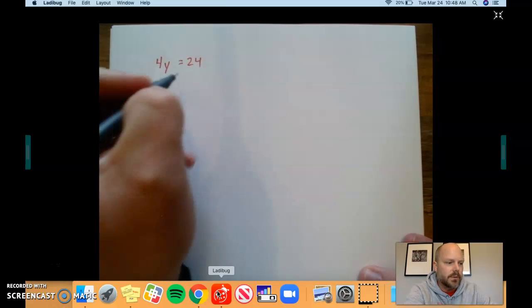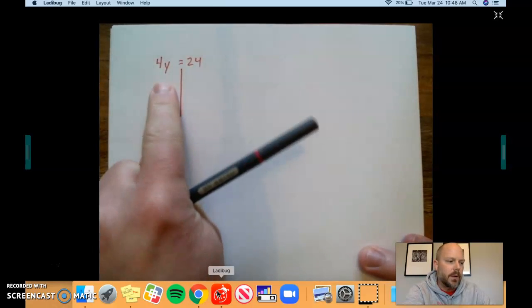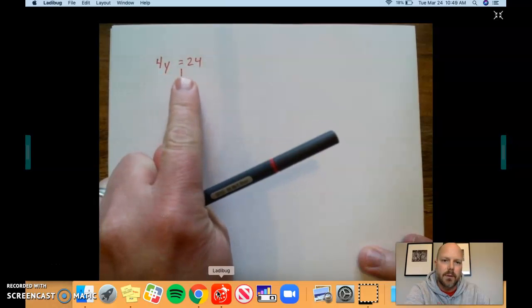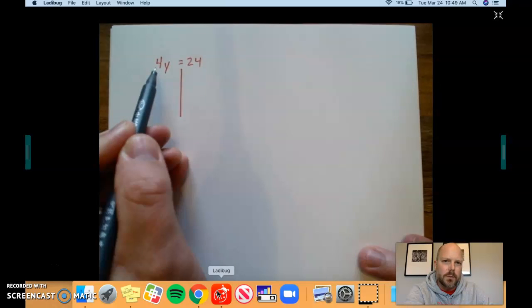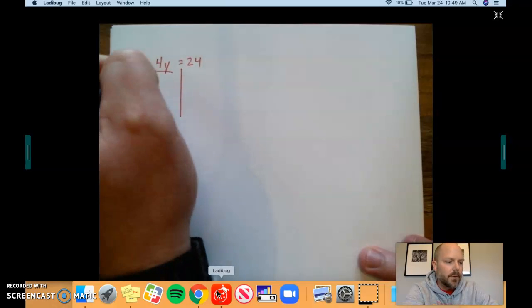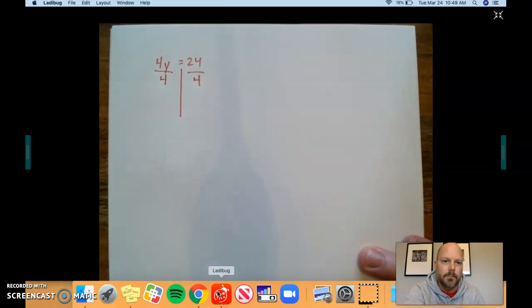The first thing you want to do is draw your line down, and we do this to make sure that we keep our equations balanced, okay? So whatever we do on this side, we have to do on this side. So this 4 right here is being multiplied, okay? So the opposite of multiply 4 is divide 4. So we are going to do that on both sides. So divide 4, divide 4.